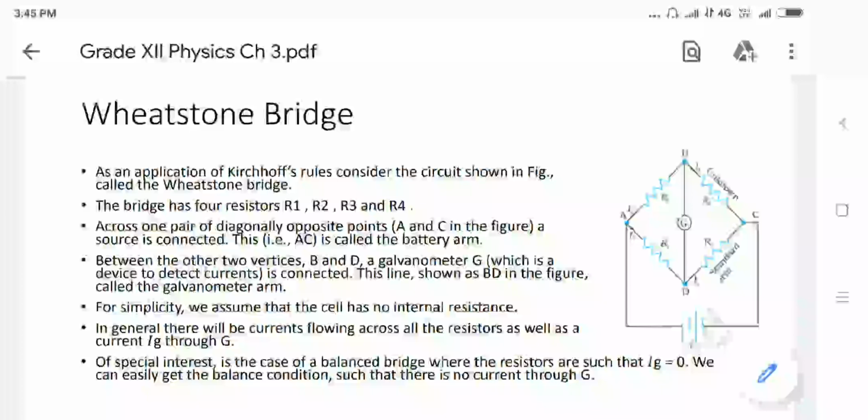Now, this bridge, we want to get it to balance condition. Balance condition we can obtain when no current is passing through the galvanometer. When current from the positive terminal of the battery reaches point A, it will be divided into two parts, I1 and I2. I1 is flowing from A to D and I2 is flowing from A to B. As the I1 current reaches point D, it has two paths, the galvanometer and towards C.